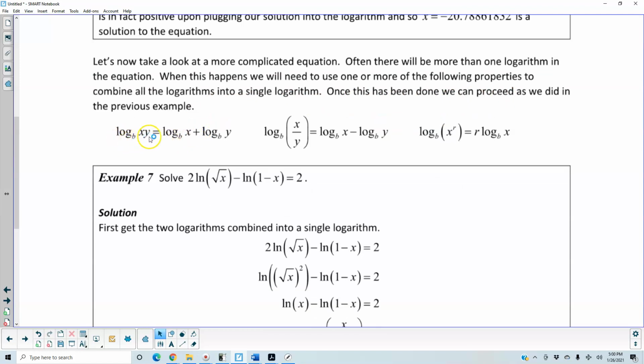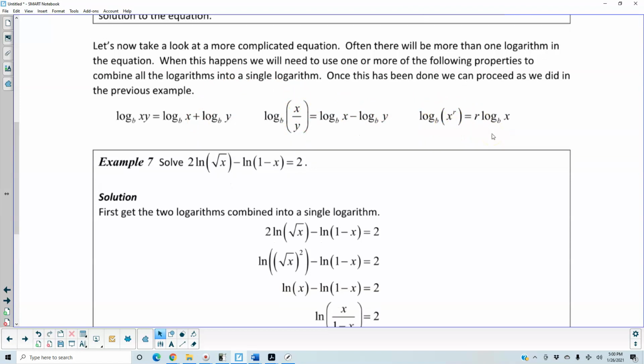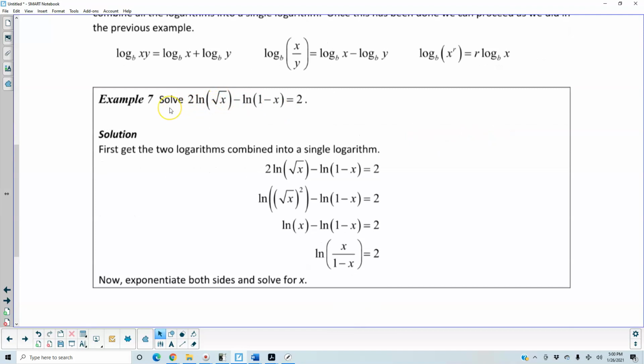Recall that the log of base b of xy, the multiplication, expands into addition. The division here turns into subtraction, and then the power rule property, the r now becomes multiplied by the logarithm. So for example 7, we're going to solve 2 times the natural log of the square root of x minus the natural log of 1 minus x, which is equal to 2.